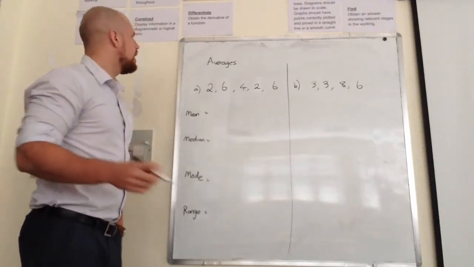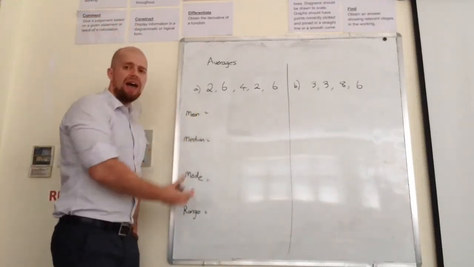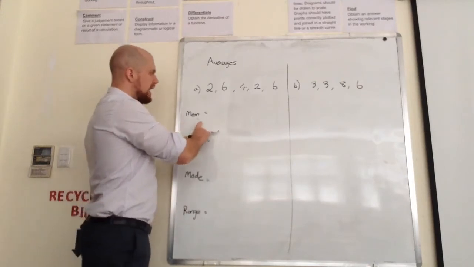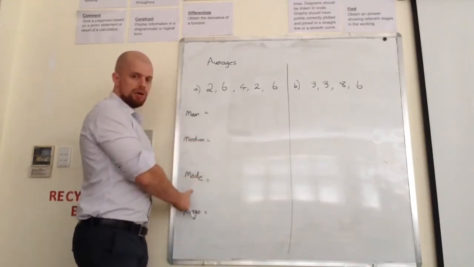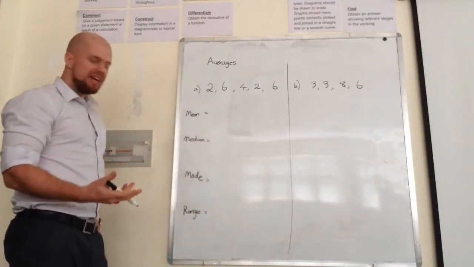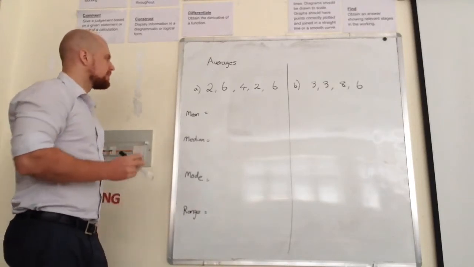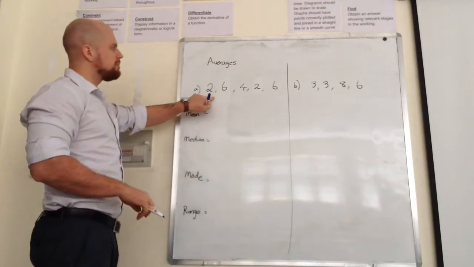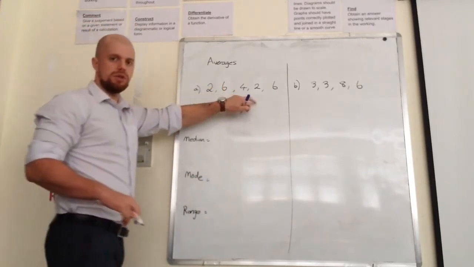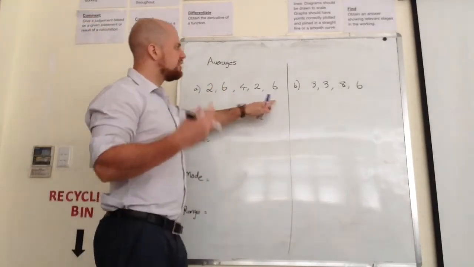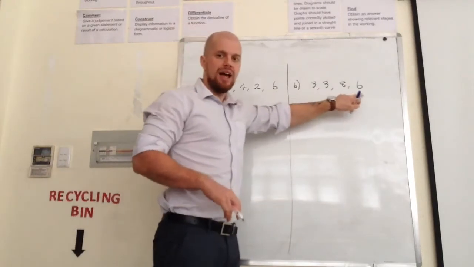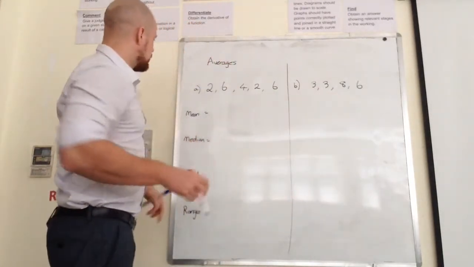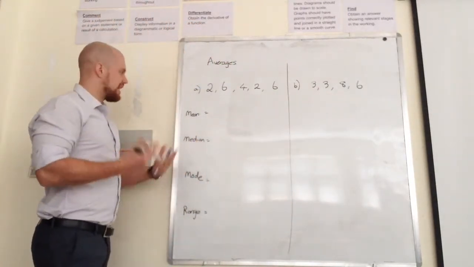Okay, so here we're going to be looking at some very simple averages, specifically the mean, the median and the mode, and then a spread of data from the range. Now, I've got two sets of data here, one with 5 data points, 2, 6, 4, 2, 6, and one with 4 data points, 3, 3, 8, and 6. The way to calculate all of them is exactly the same.